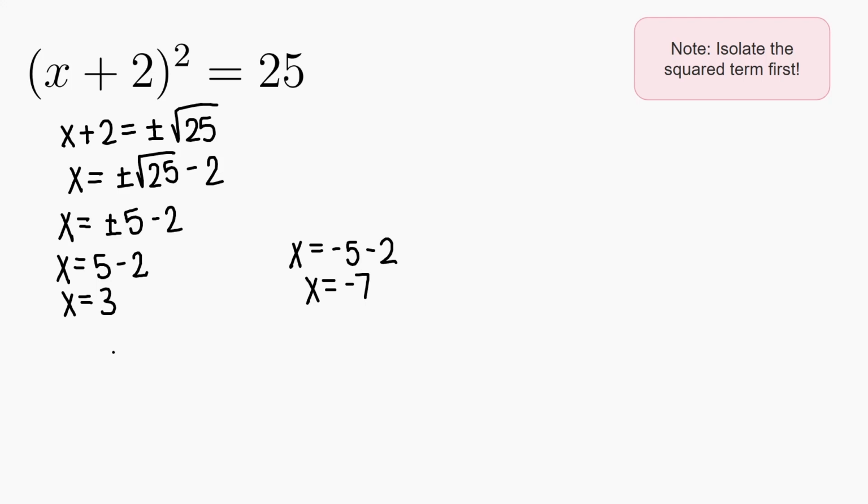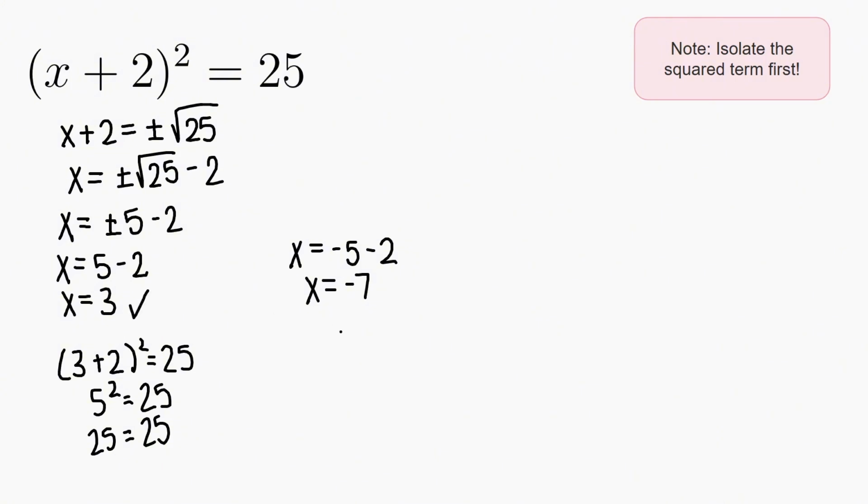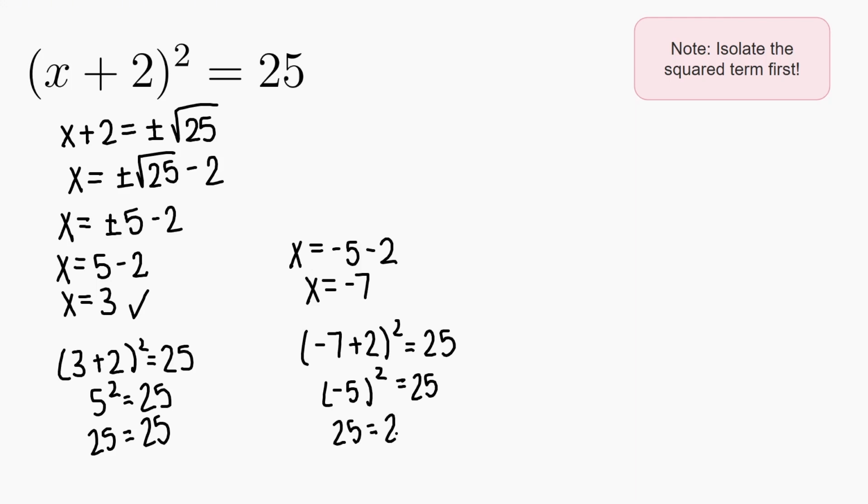So now we can plug these in to check our answer. So we have 3 plus 2 squared equals 25, which gives us 5 squared equals 25. 25 equals 25. We know x equals 3 is true. And also let's try negative 7. Negative 7 plus 2 squared equals 25. Negative 5 squared equals 25. 25 equals 25. So x equals negative 7 is also correct.